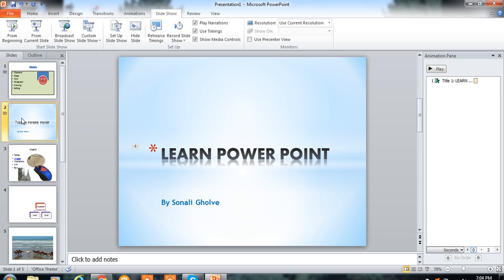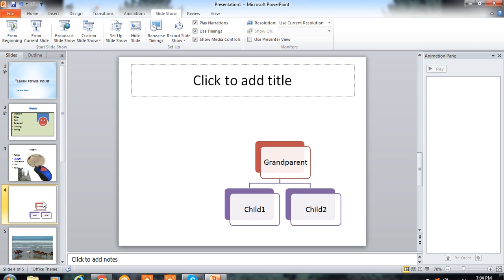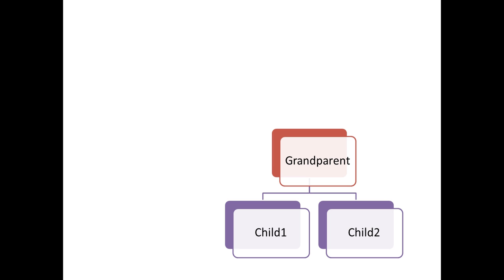Actually I want this slide as the first slide, so simply drag and drop it. Now this is first, this is second. Suppose you want the presentation from this slide only, click on from current slide.